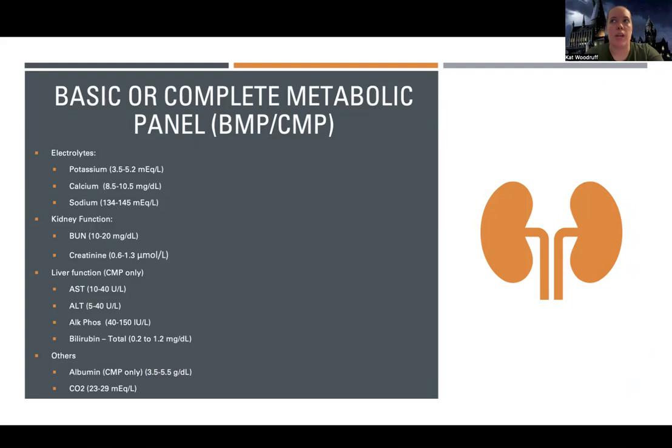I know it seems like, why are we giving them sugar water? But D5W actually goes into your body like free water. So it just flushes to get that sodium down.